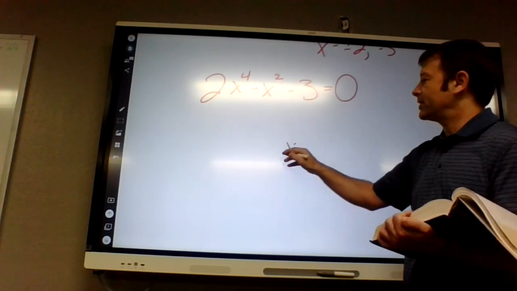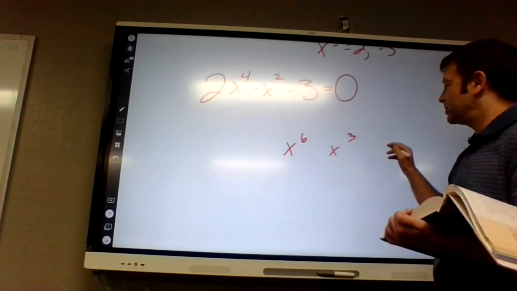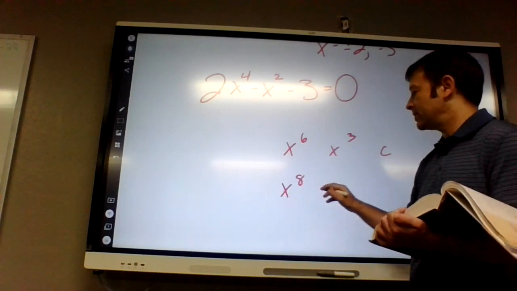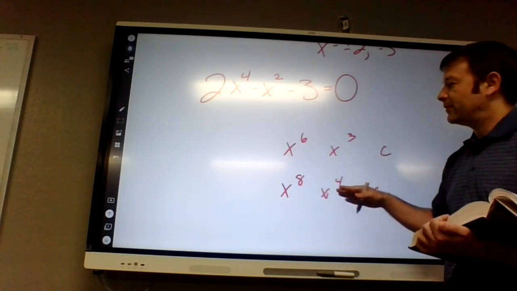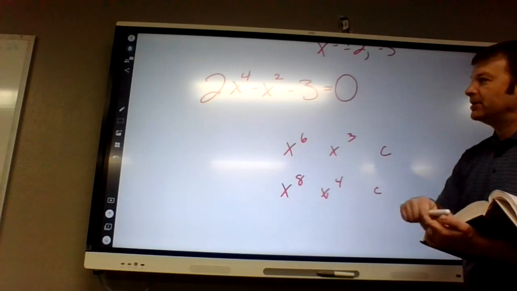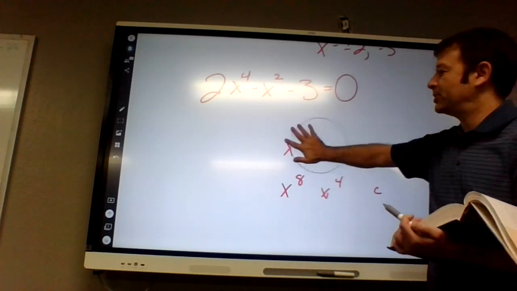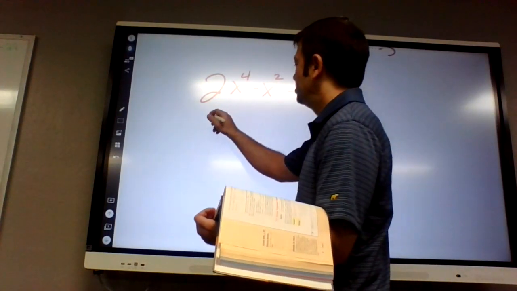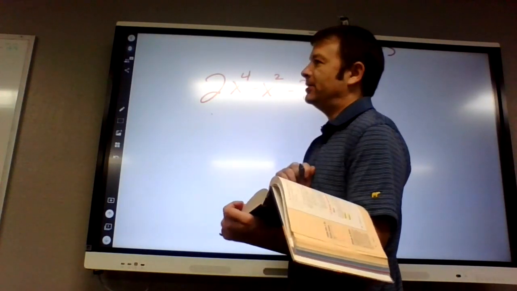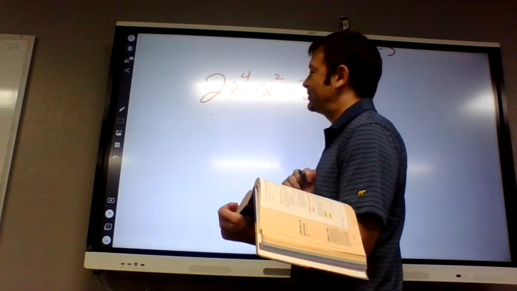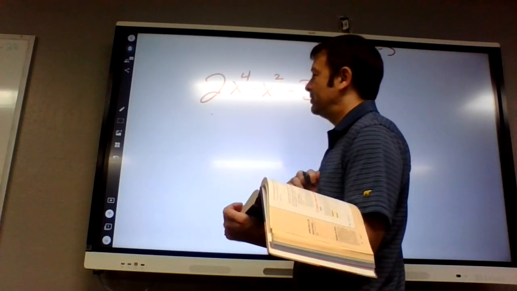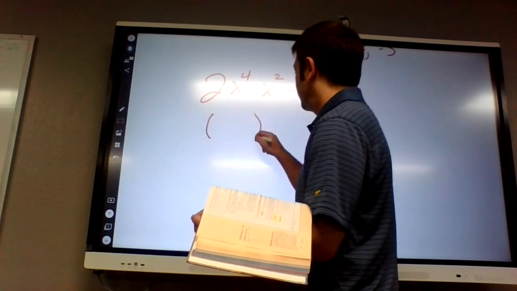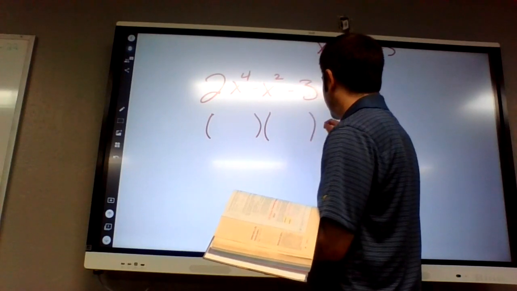This also works with x to the 6th, x cubed, and a constant, or x to the 8th, x to the 4th, constant. If it follows this pattern, it's going to work. So if this was a quadratic equation, what would we do? Well, yeah, if it didn't factor, we could use the quadratic formula, but it'd be a mess. It's a little more complicated.